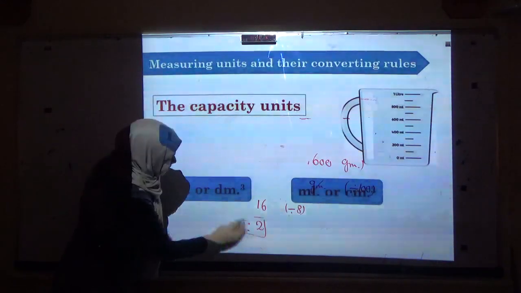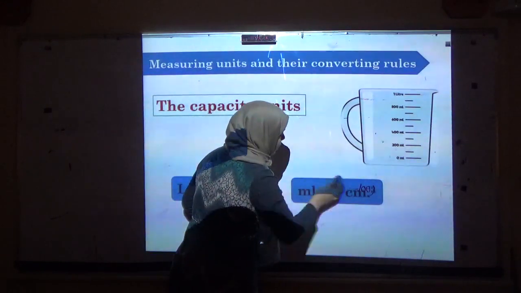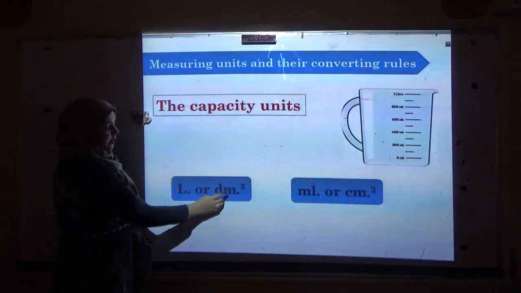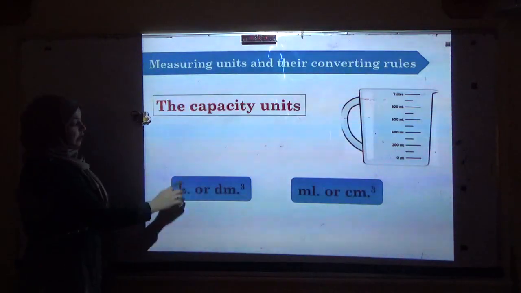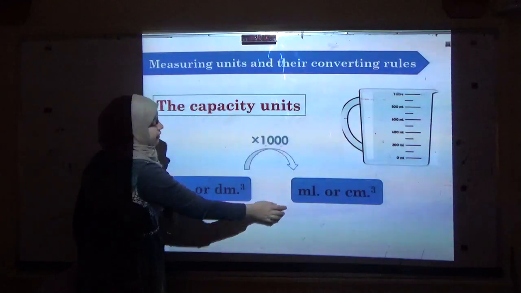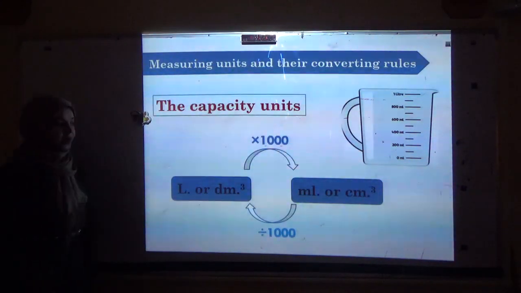Let's remember the capacity units. The capacity units are liter and milliliter. A liter equals a decimeter cube and a milliliter equals a centimeter cube. To convert from liter to milliliter, multiply by 1000. From milliliter to liter, divide by 1000.